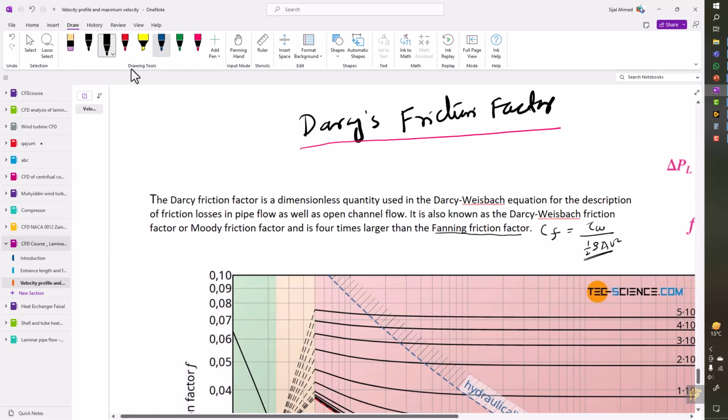Let me confirm this expression. But this is like a friction factor. This is the coefficient of friction, and this is like 1 by 4th, or the friction factor is 4 times C_f. So this we will see in the next video.